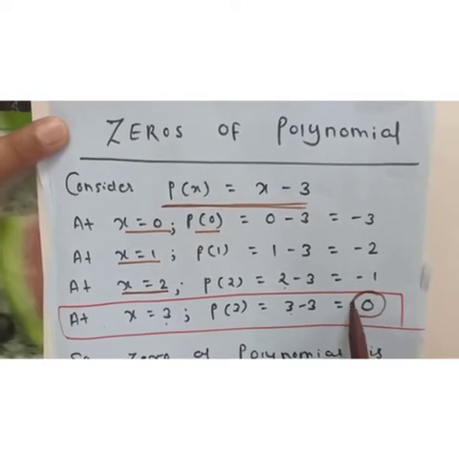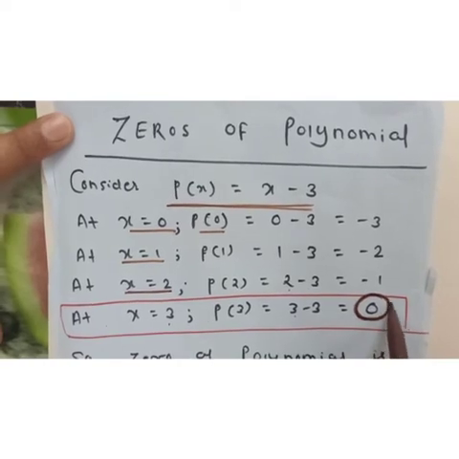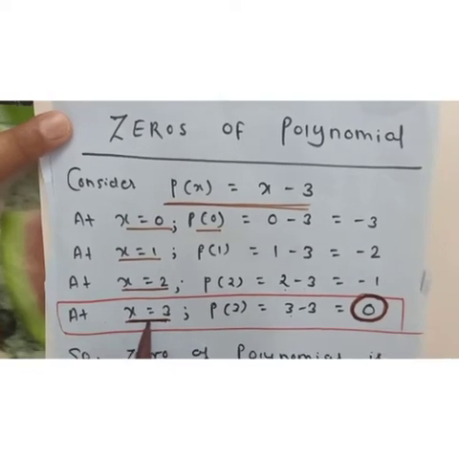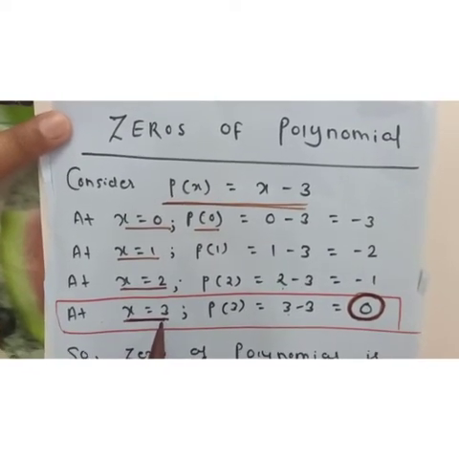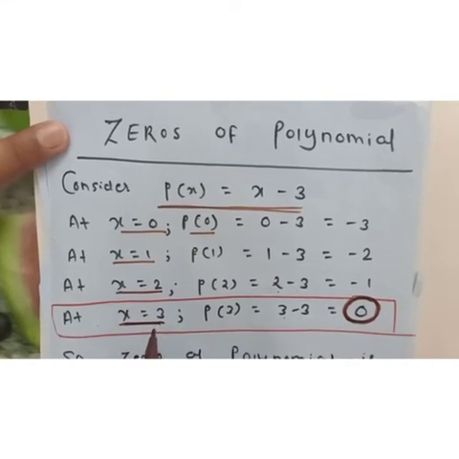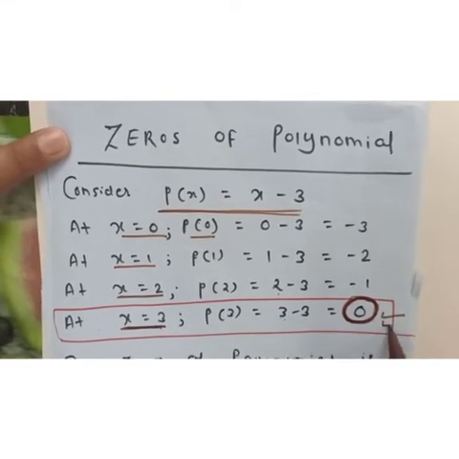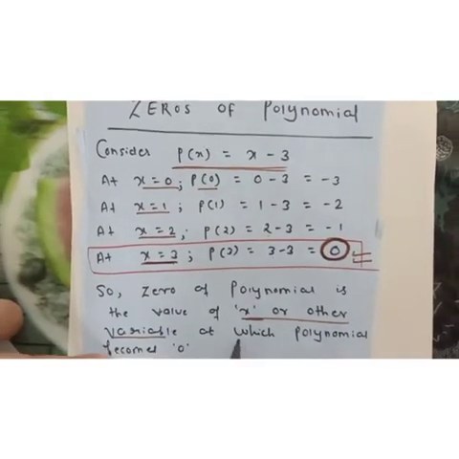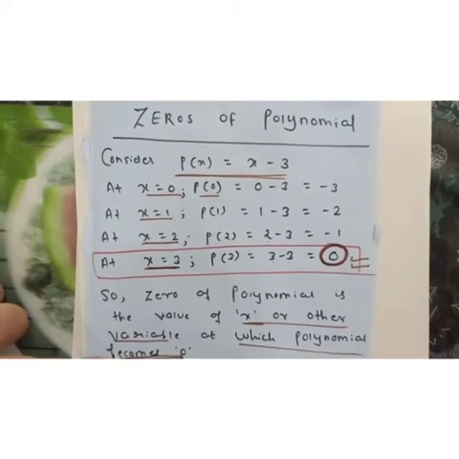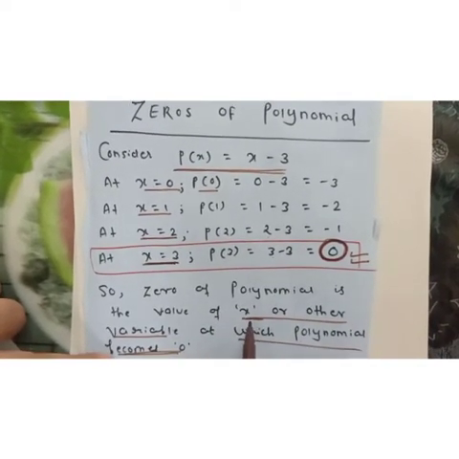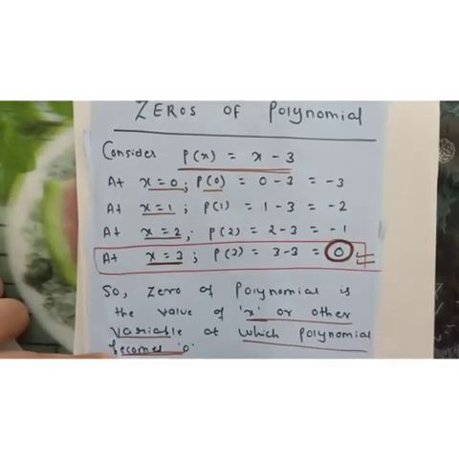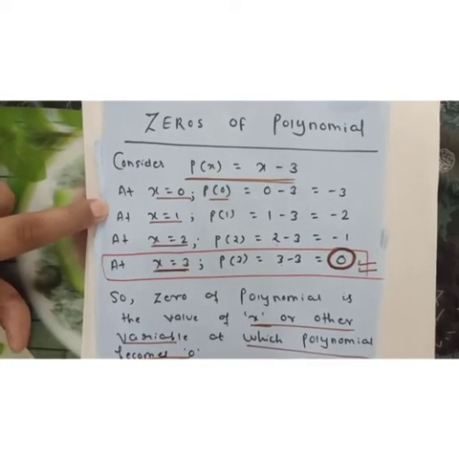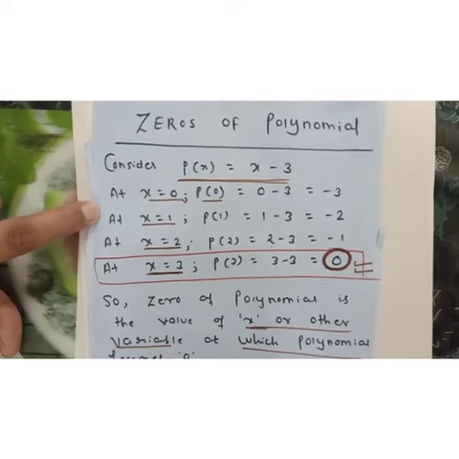So observe here, the polynomial answer becomes 0. At which value is this polynomial 0? At x equals 3. So we can conclude that this 3 is a zero of this polynomial. So how can we define the zero of the polynomial? The zero of the polynomial is that value of x, or any other variable, at which the polynomial becomes 0. So at that value of the variable at which the polynomial becomes 0, that value is called a zero of the polynomial.